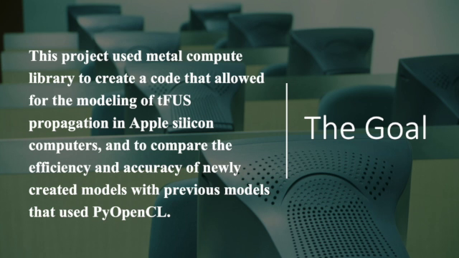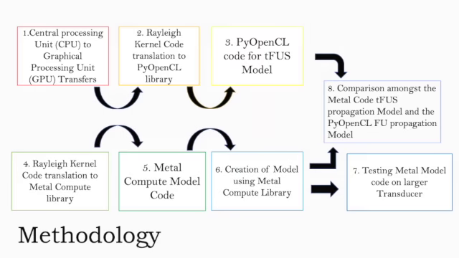This is done through a multitude of steps. Primarily, CPU to GPU transfers were done to act as a demonstration of how much slower this process takes when transfers are involved. Then, the Rayleigh integral kernel code was implemented to be used for the PyOpenCL library, which is how old models were created. Then the previous codes were used to model the propagations of transcranial focused ultrasound using the PyOpenCL library.